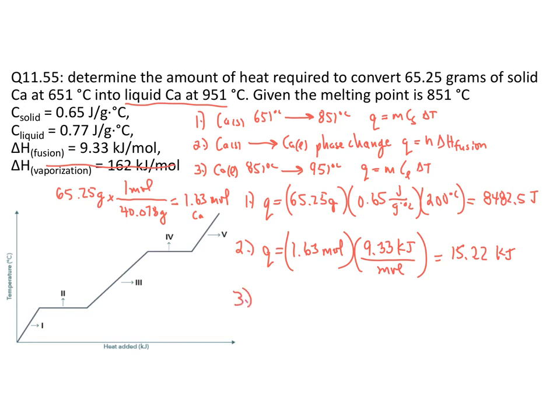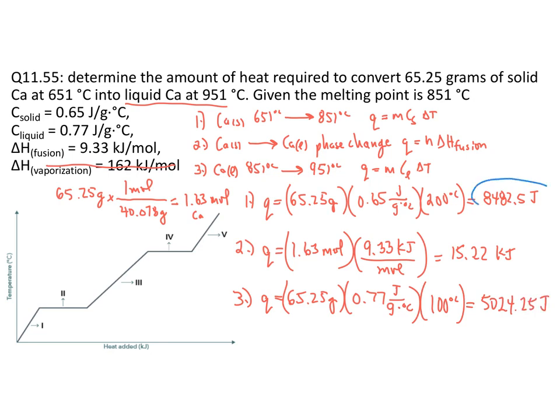Now I need to take that liquid calcium from 850 all the way up to 950. So one more 100 degree temperature change. My mass is still 65.25 grams. Now I want to use the specific heat of liquid calcium, which is 0.77 joules per gram times degrees Celsius, times my temperature change, 100 degrees Celsius. The energy required for the third step is approximately 5,024.25 joules. So now I have the energy of all 3 steps.